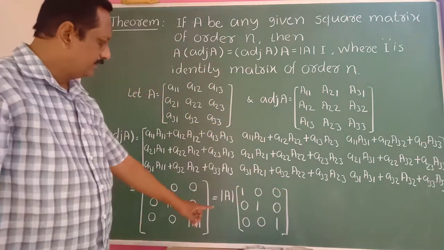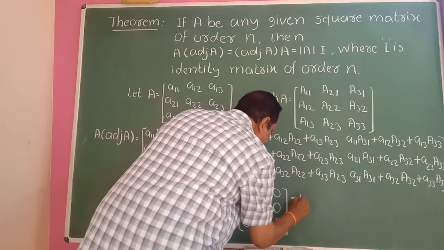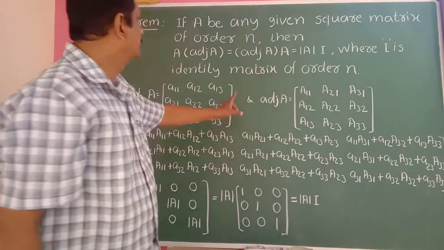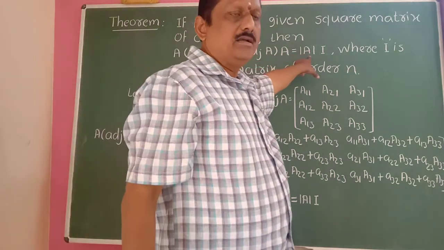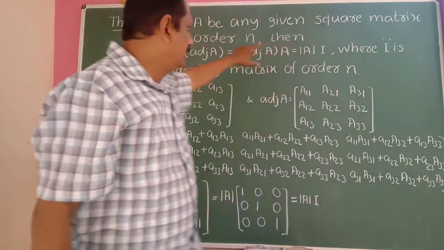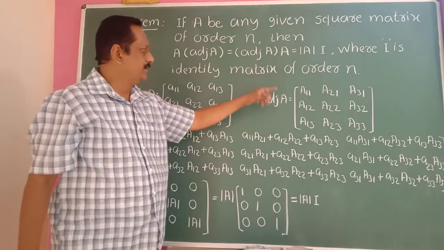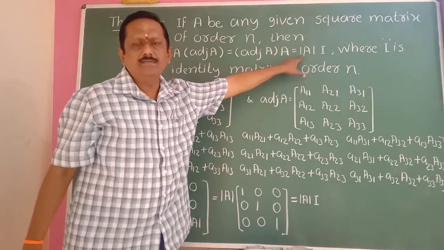Okay, therefore here is an identity matrix. Therefore this is equal to determinant of A into I. So just observe it: A into adjoint of A is equal to determinant of A into I. We can even prove this. Taking adjoint of A into A, multiply it here and simplify like this. Again you will get determinant of A into I.